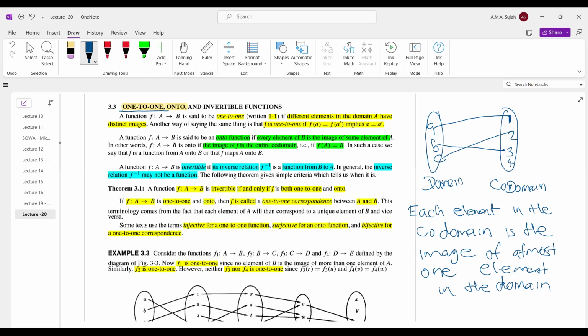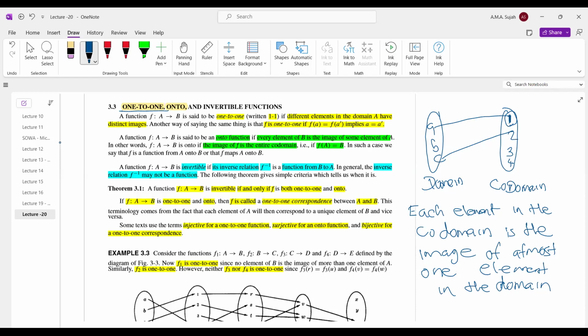But if you look at here, it is not possible. I will draw it. This is called a one-to-one function. If I draw it this way, this is also a function, but here the codomain element one has two relations, with a and b. So this is not a one-to-one function.